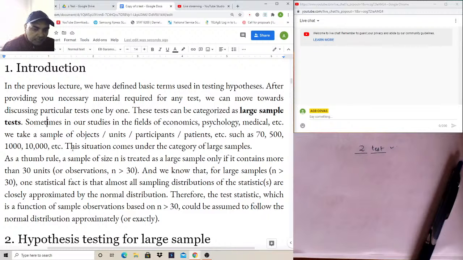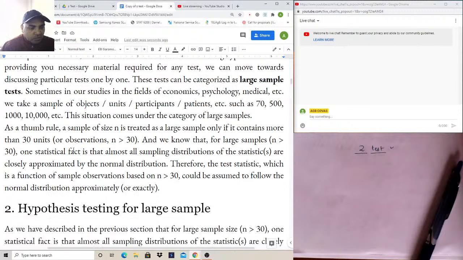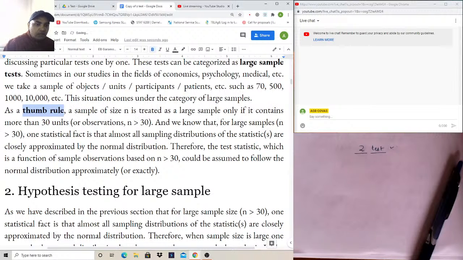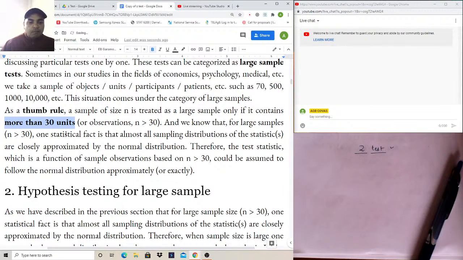So how do we make a cutoff between a small sample and a large sample? What is that thumb rule? As a thumb rule, a sample of size n is treated as a large sample only if it contains more than 30 units. That is, the number of observations should be greater than 30. Then it is said to be a large sample.